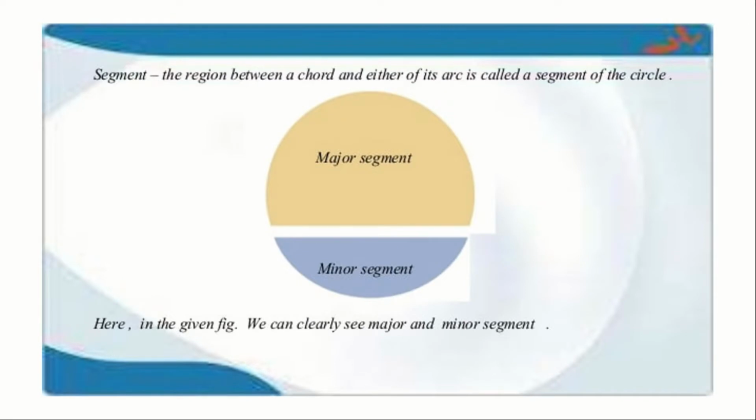Next, we shall know about segments, major segment and minor segment. The region between the chord and either side of the arc is called a segment of a circle. Here, the smaller portion is the minor segment and the larger portion is the major segment.